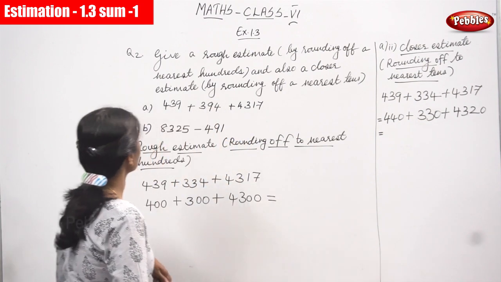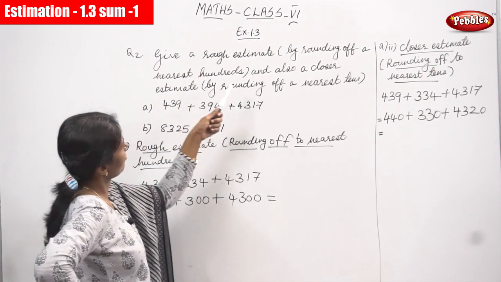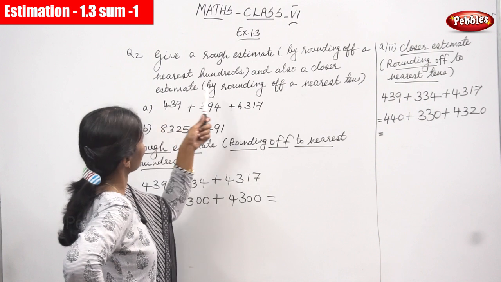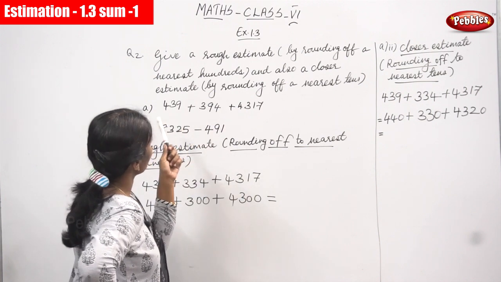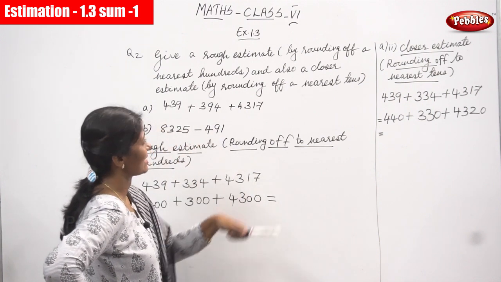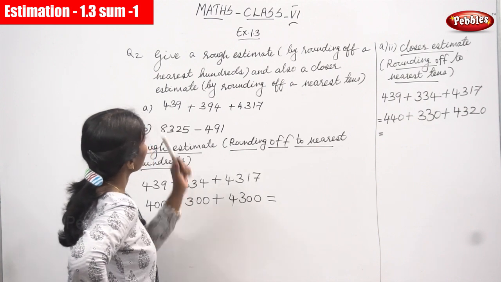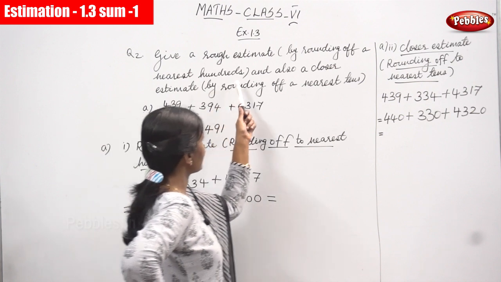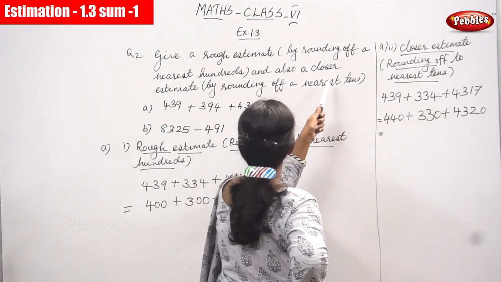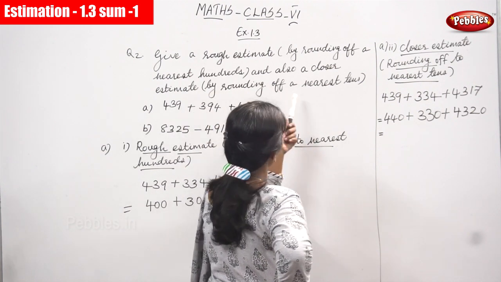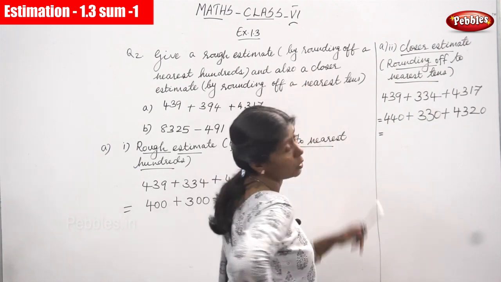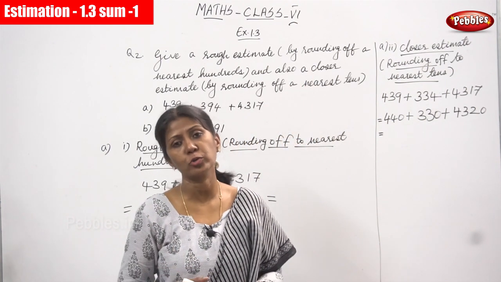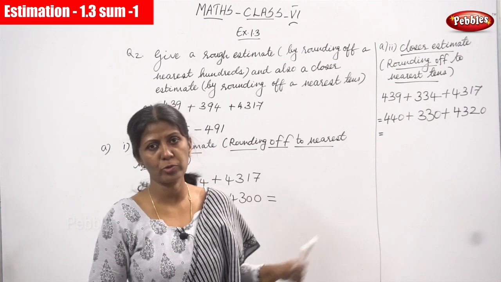Now we are going to see the second one. Question 2: give a rough estimate by rounding off to the nearest hundreds and also a closer estimate by rounding off to the nearest 10. I'll repeat once again. Give a rough estimate by rounding off to the nearest hundreds and also a closer estimate by rounding off to the nearest 10. So first we have to round off to the nearest 100, then we are going to do the nearest 10. That is what we are going to do in the sum.